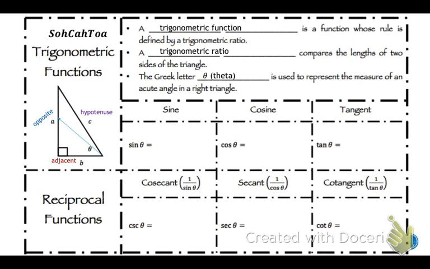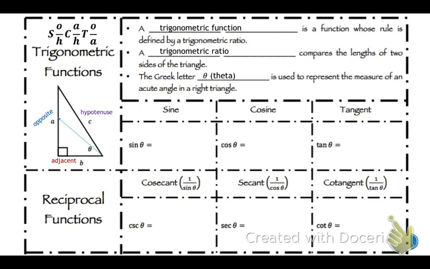Then we're going to use this acronym right here, so SOHCAHTOA. That's sine is opposite over hypotenuse. Cosine is adjacent over hypotenuse. Tangent is opposite over adjacent. And I like to write it this way because then it really shows us sine opposite over hypotenuse, cosine adjacent over hypotenuse, tangent opposite over adjacent.